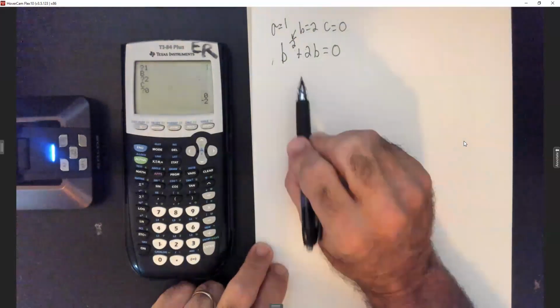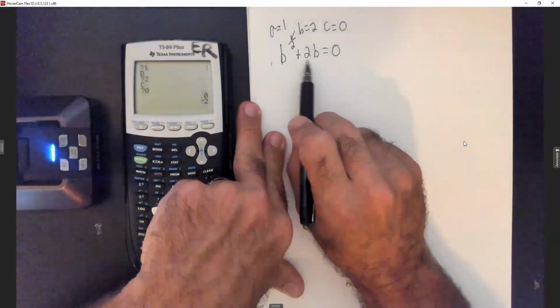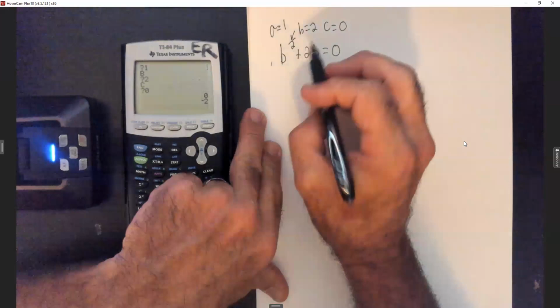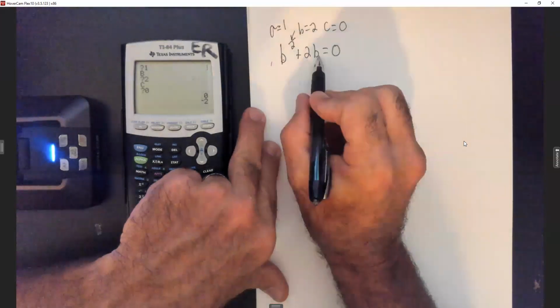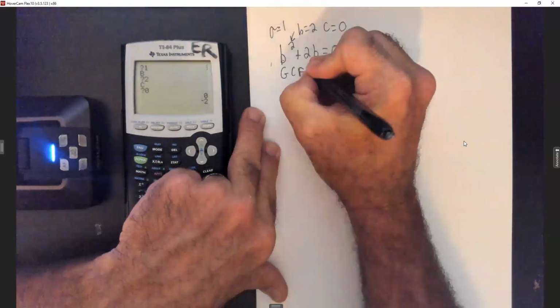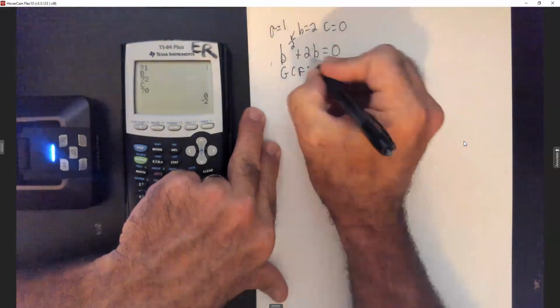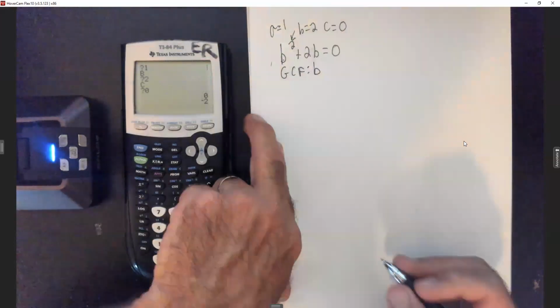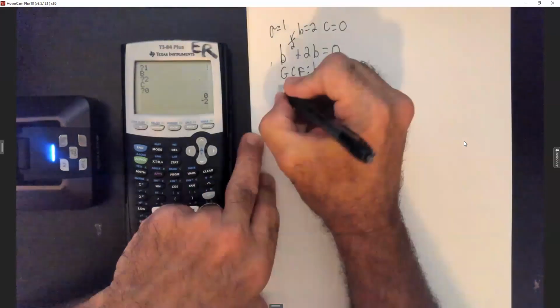Now, to do this one by hand, you got a b squared plus 2b. The first thing you would do to this problem, since both terms have a b in them, is you would factor out a GCF of a b. So that'll put that b on the outside.